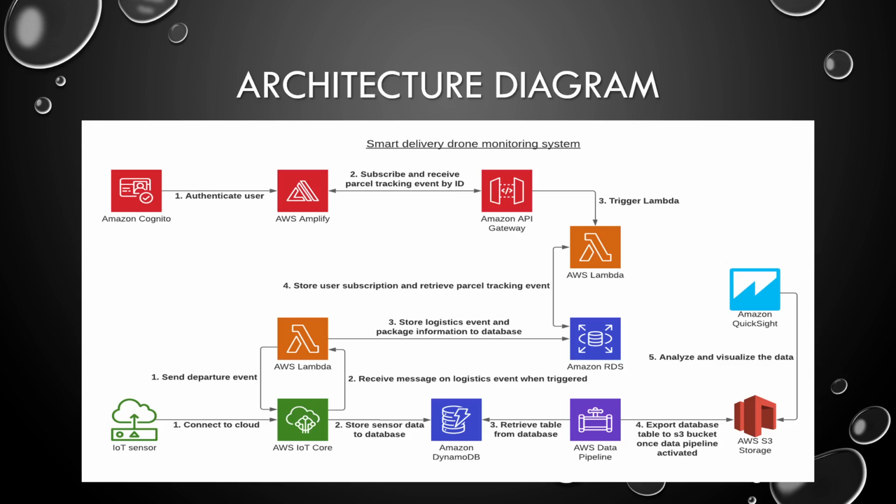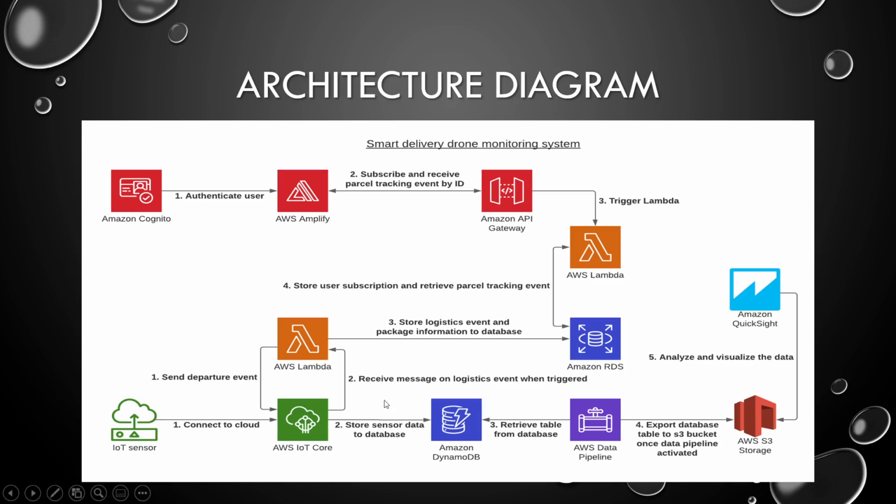Firstly, sensor data is sent through the IoT Core to DynamoDB. Then, QuickSight will retrieve the JSON data from the S3 storage and data pipeline to visualize the data. The system admin can analyze the drone status during the delivery process.